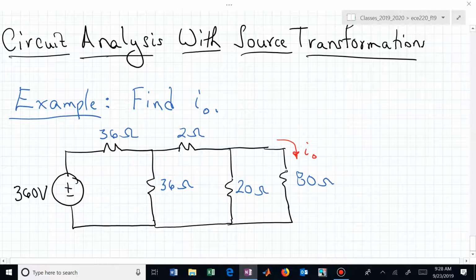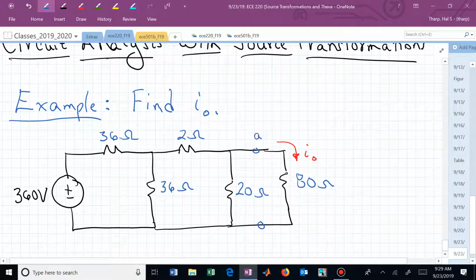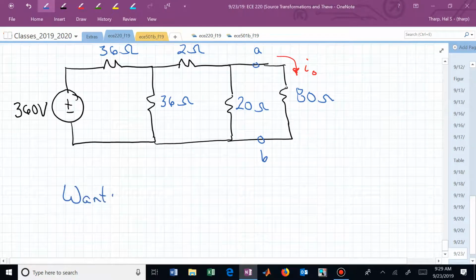But how would you have done this using chapters 1 through 3 analysis strategies? You'd probably collapse all of those resistors down to an equivalent, find the current coming out of that source, and then work your way back to the right. In this strategy, what we're going to do is work our way from the left to the right and leave I0 alone, so that at the end we can immediately find I sub 0. We want to now apply source transformations and make this circuit as it looks now. We now want to simplify that into something that maybe looks like this.